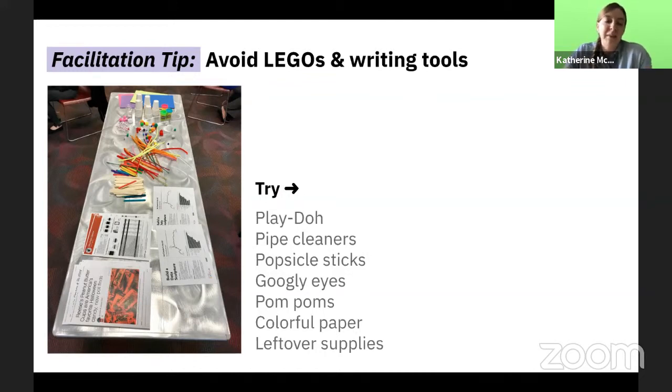So instead, we recommend trying materials like Play-Doh, pipe cleaners, popsicle sticks, googly eyes, pom-poms, colorful paper, you know, really any other leftover supplies you might have from any other workshops you've run. Sometimes we've used paper cups. We've seen participants in the past use a chip bag or a pretzel bag that they had as a snack before starting the workshop. So it's really a great activity to use whatever you have on hand. And we just discourage including materials that can easily be turned into bar graphs.